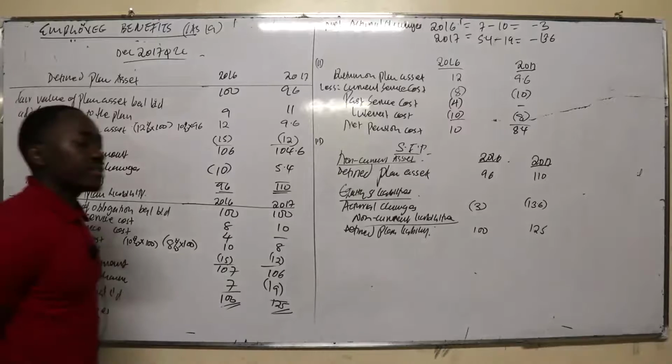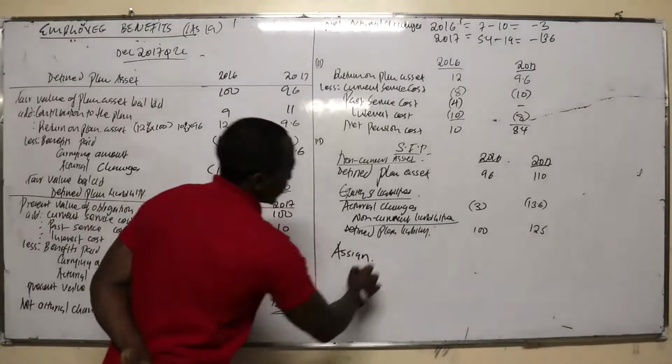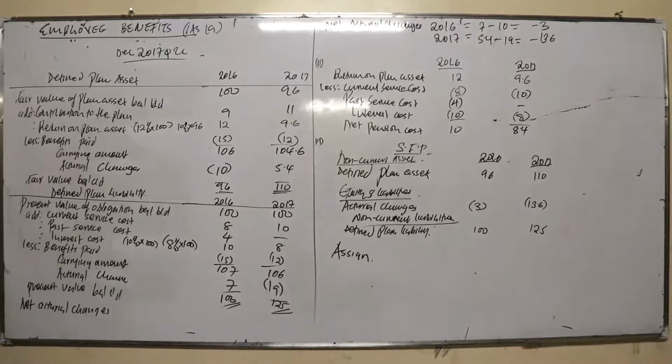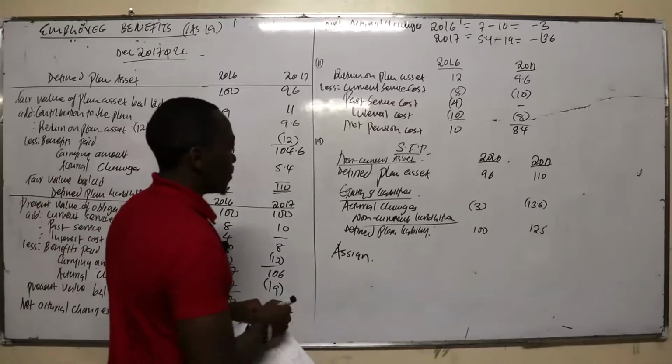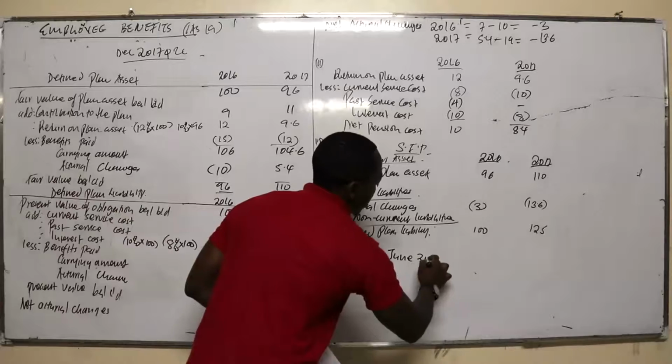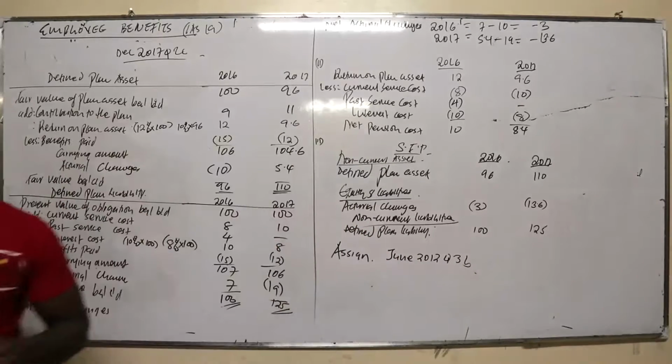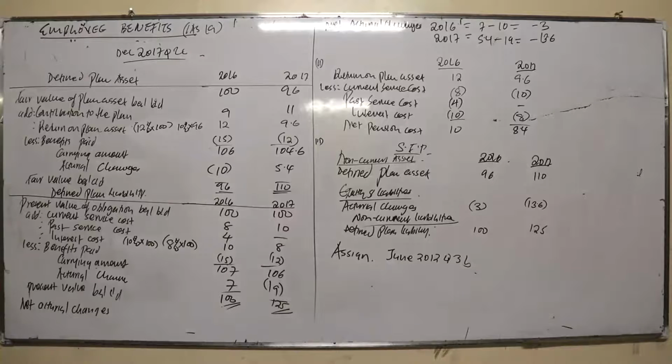Assignment, just write it somewhere. June 2012, question 3B. So that's measuring defined plan asset and liability.